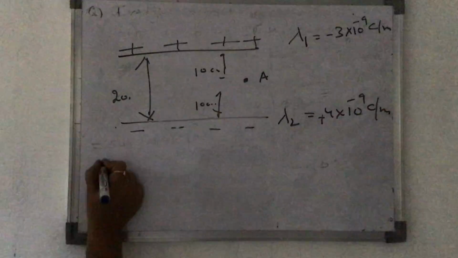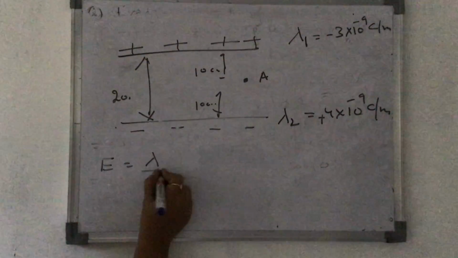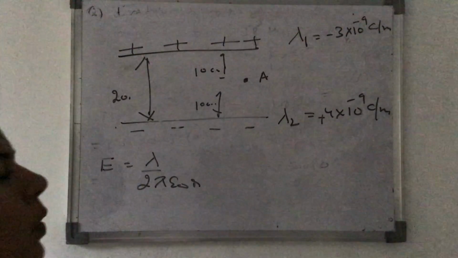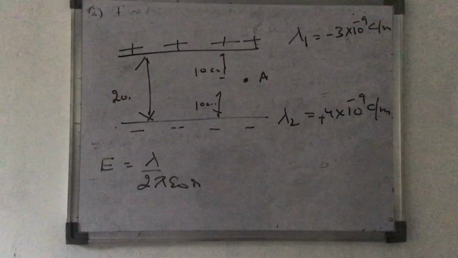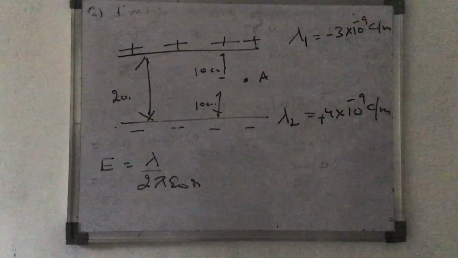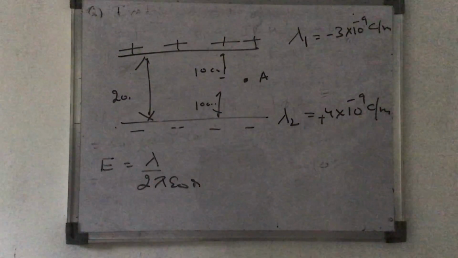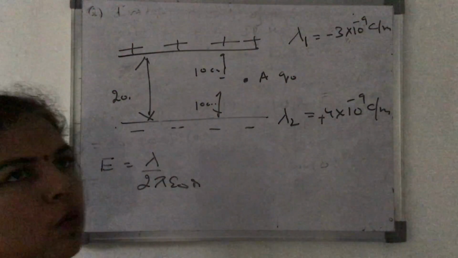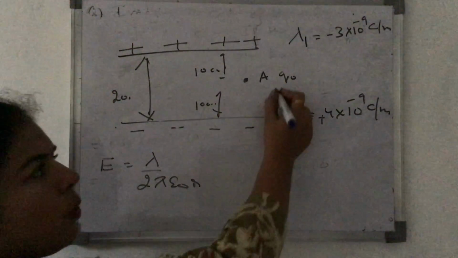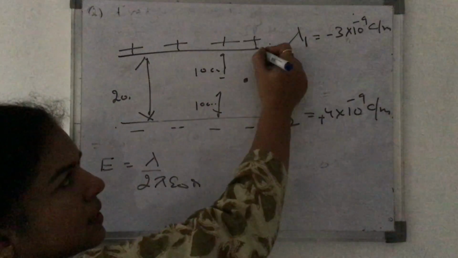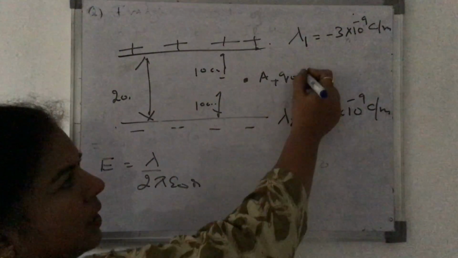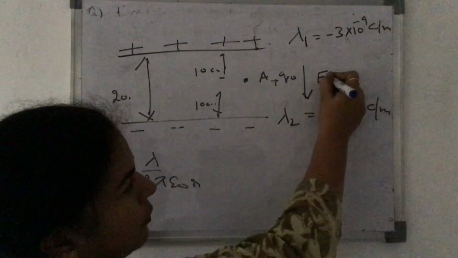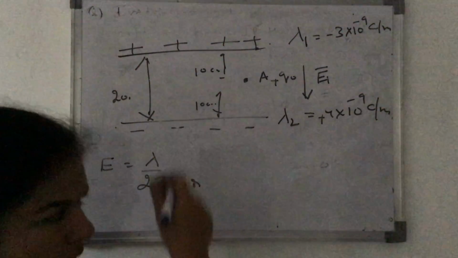Very first thing, the general formula of electric field is lambda by 2 pi epsilon naught r. Second thing, which is most important, wheresoever you have to find out the electric field, we imagine that there is a unit positive charge over here. So at point A, I imagine there is a unit positive charge, Q naught. Now this is a positive charge. Because of this positively charged sheet, it will experience repulsion. So the electric field is in this downward direction.